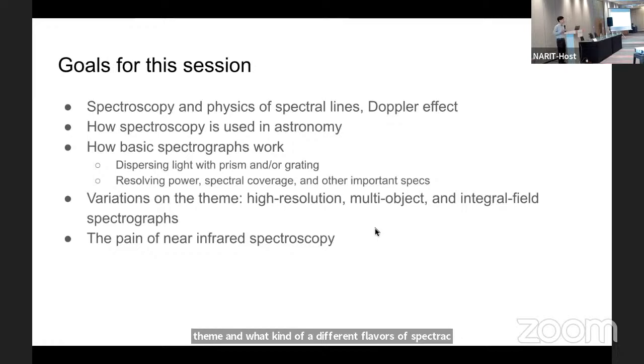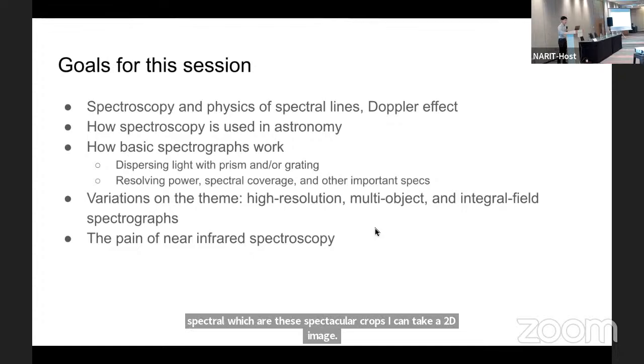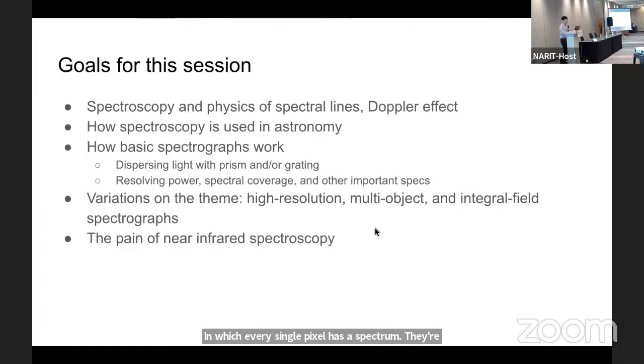So we will look at high resolution spectrographs. How do we make them? Multi-object spectrographs, devices that can look at more than one star at a time. And then we will talk about integral field spectrographs, which are spectrographs that can take a 2D image in which every single pixel has a spectrum. They're pretty cool. And we will conclude with the topic of near-infrared spectroscopy. This is the science I work on, so I can talk about this for days, but let's get started.